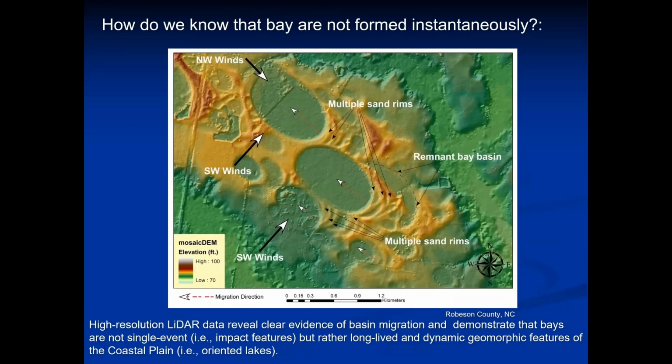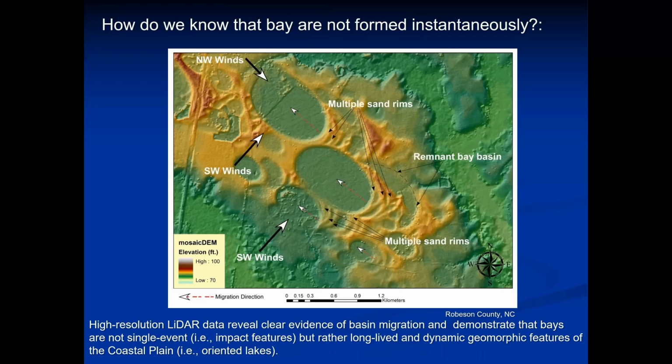And here's an example I wanted to show you from southeastern North Carolina. And this is how we know that bays were not formed instantaneously, as would be the case if it was a fragmented comet or asteroid, right? We have evidence here that several bays, the basins, are actually scouring, depositing, and migrating sort of to the northwest. And we have remnant ancient bay basins here.